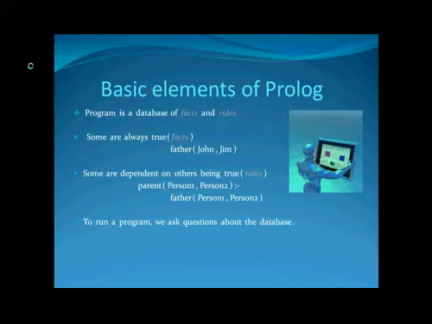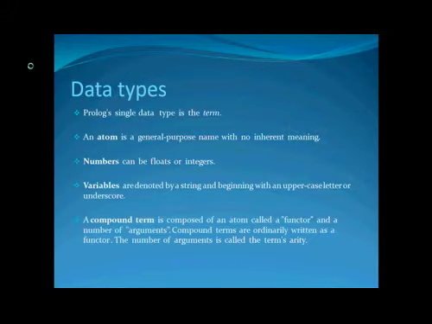Let's look into the data types of the Prolog language. Prolog's single data type is the term. Terms are either atoms, numbers, variables, or compound terms. An atom is a general purpose name with no inherent meaning. Numbers can be floats or integers.